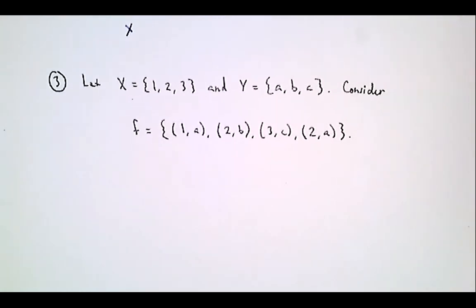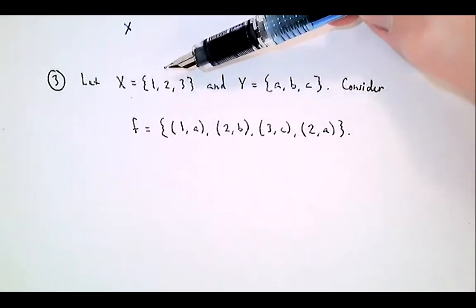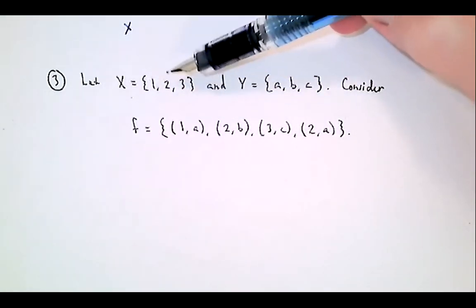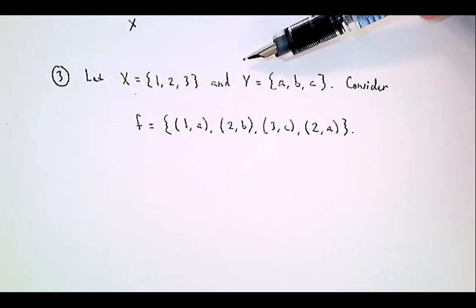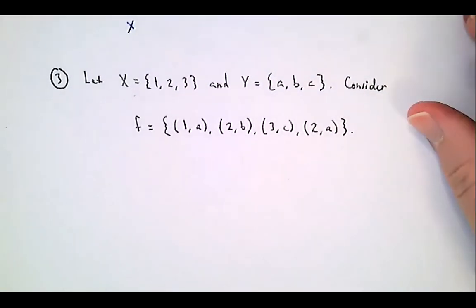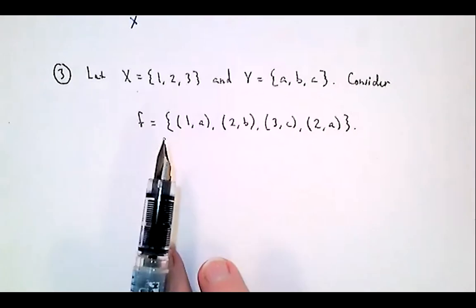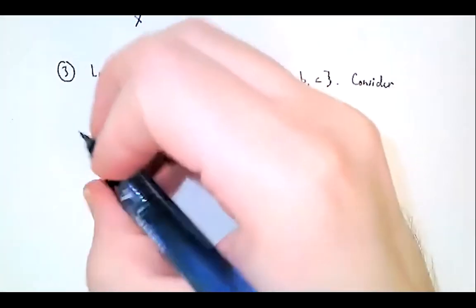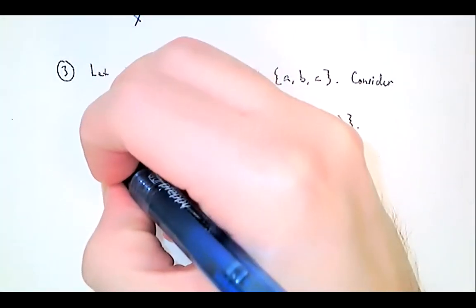Okay, now we should look at this third example. We're going back to the first set X with just 3 numbers, 1, 2, and 3, and then Y is staying the same. And we have a new set of ordered pairs, F, and we want to figure out if it's a function or not.